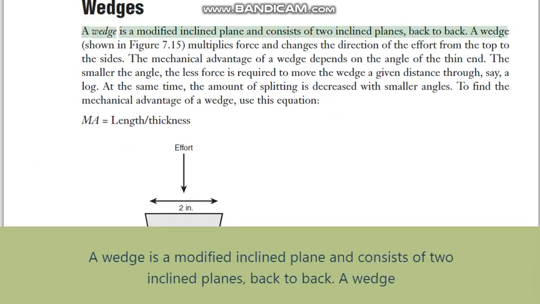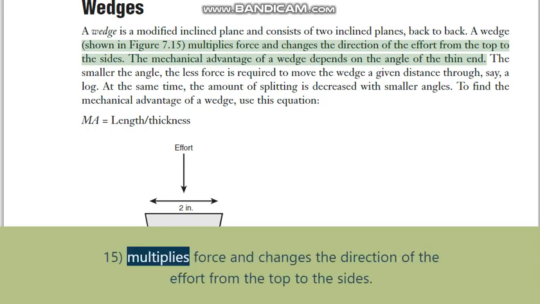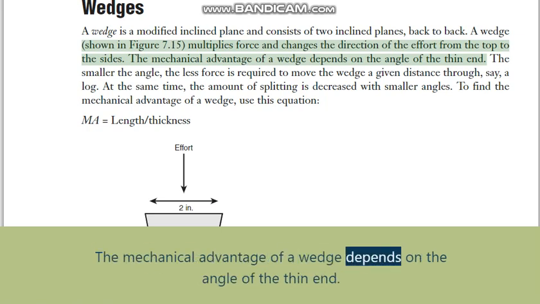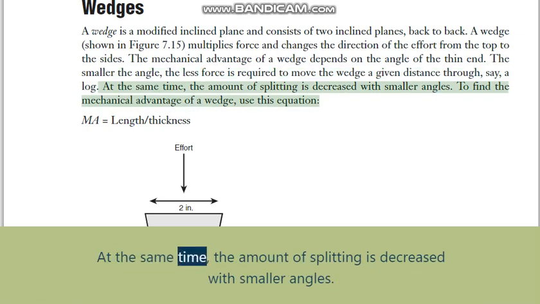Wedges. A wedge is a modified inclined plane and consists of two inclined planes, back to back. A wedge, shown in figure 7.15, multiplies force and changes the direction of the effort from the top to the sides. The mechanical advantage of a wedge depends on the angle of the thin end. The smaller the angle, the less force is required to move the wedge a given distance through, say, a log. At the same time, the amount of splitting is decreased with smaller angles.